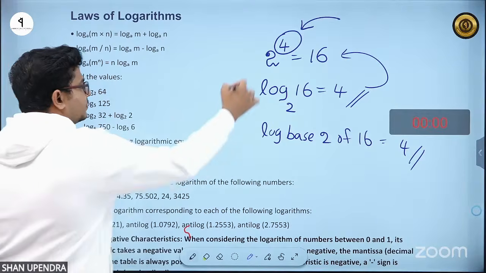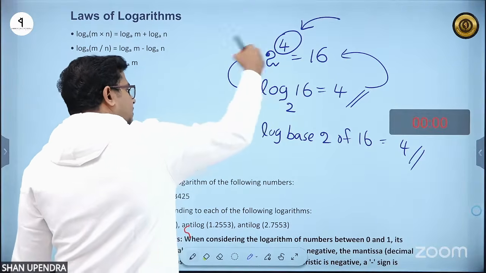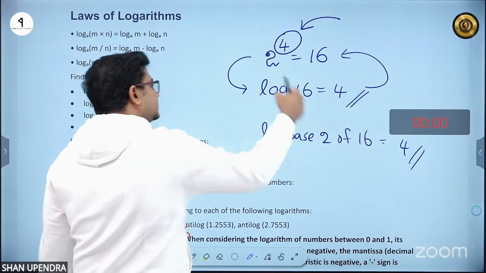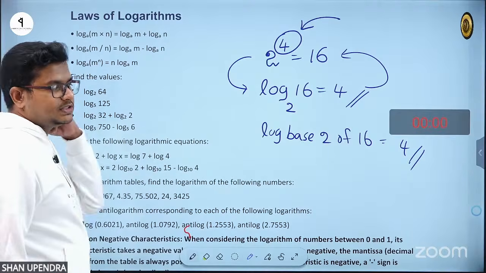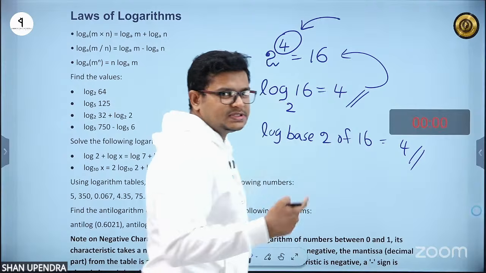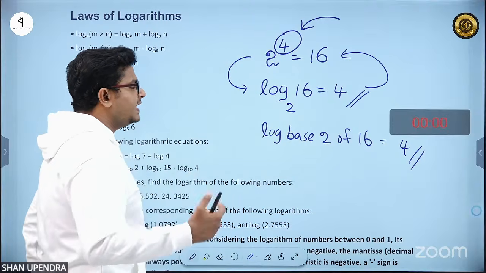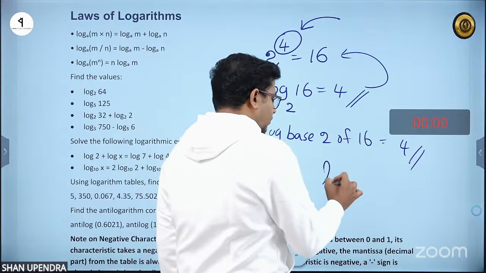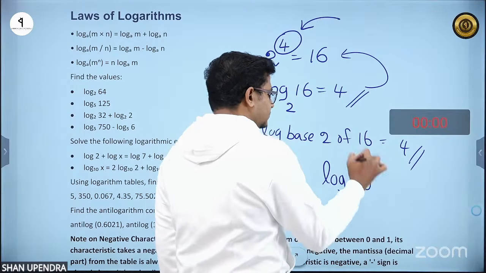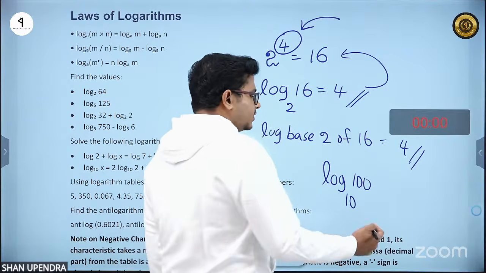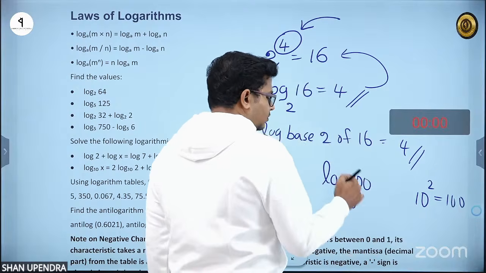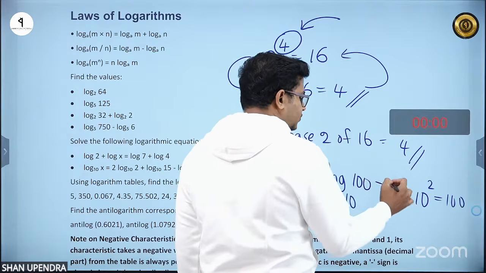It works both ways. If you know the index relationship, you can make the index the subject in this way, or if you have this log relationship, you can convert it again to the index relationship. And there is another relationship, log base 10. We can write log base 10 of 100. Simply it's 2, because 10 to the power 2 is 100. So log base 10 of 100 is 2.